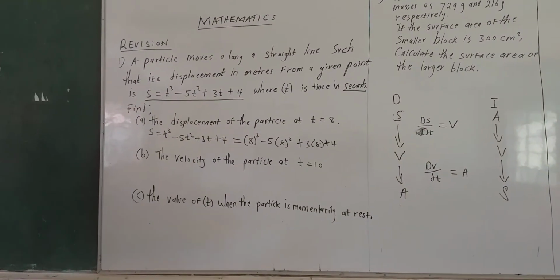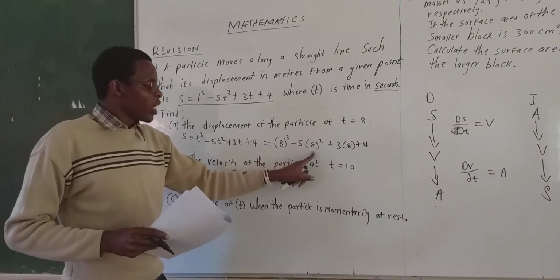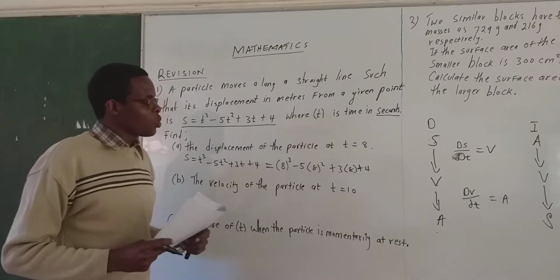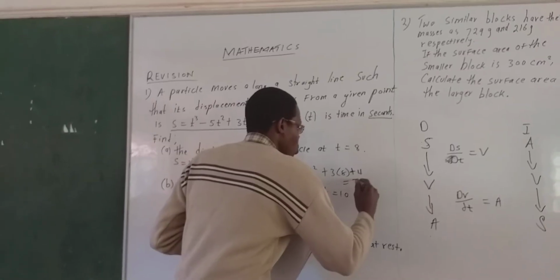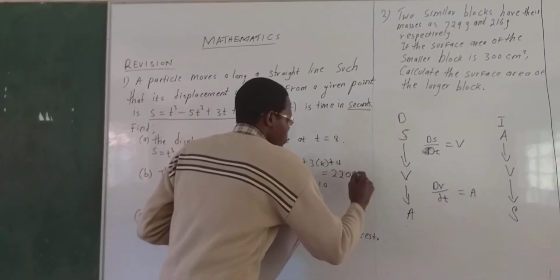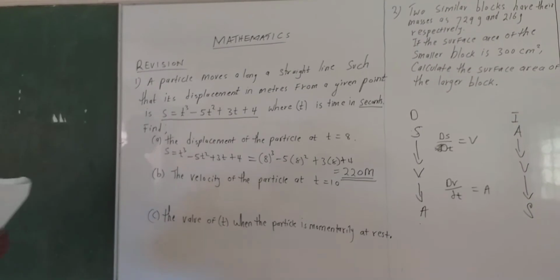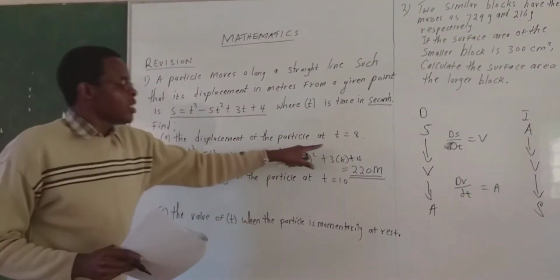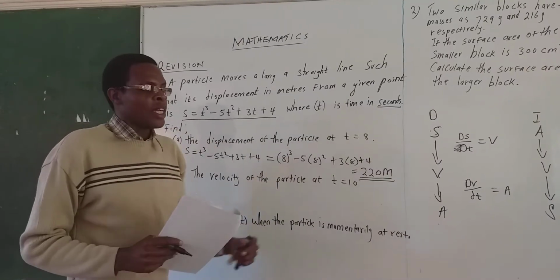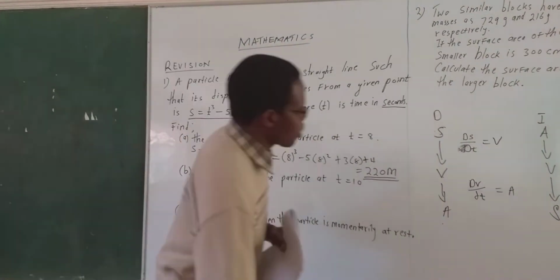If you calculate 8 cubed minus 5 into 8 squared plus 3 into 8 plus 4, we are going to have a displacement of 220 meters. So that is going to be our displacement when the particle is at t equal to 8 seconds. Now, let us move to part B.